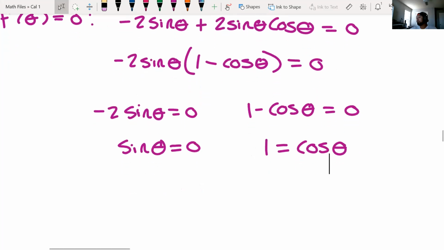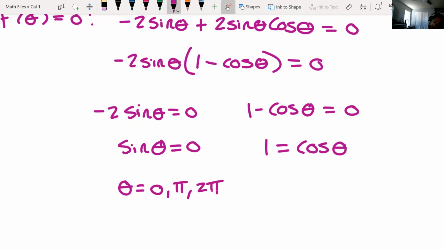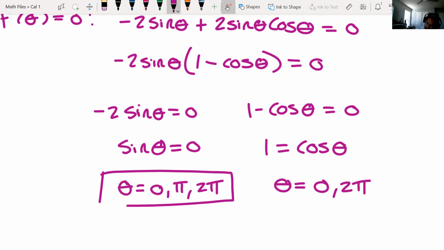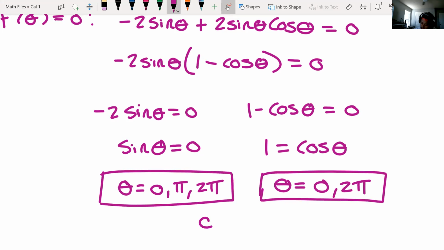And now on your unit circle, what values of theta make sine 0? 2 pi and pi. What else? And a full revolution. So 0, pi, 2 pi. And then what makes cosine equal to 1? 0 and 2 pi. Perfect. These are our critical numbers.